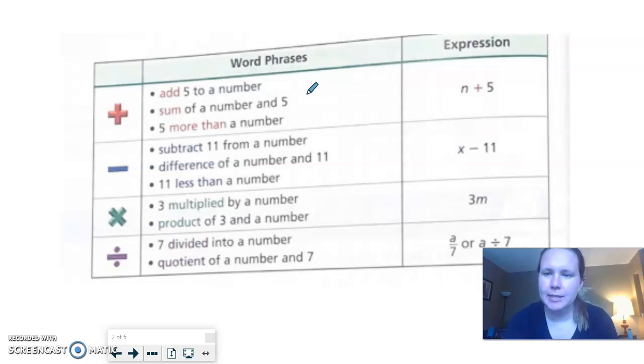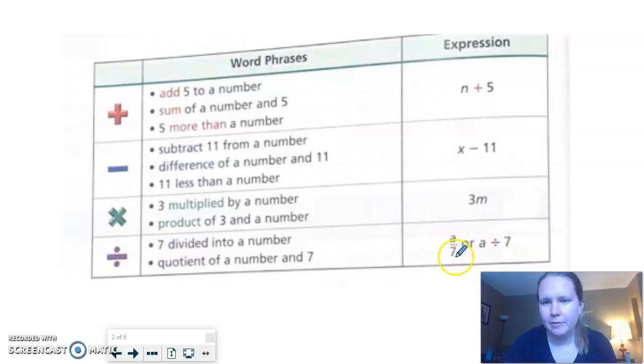Things for multiplication. In this case, they've got 3m. They have 3 multiplied by a number, or you can also say product. So multiply or product will also mean multiplication. And for division, there are 2 different ways you can express division within math. You can make it look like a fraction, a out of 7, or a divided by 7. So it says 7 divided into a number, or you can say quotient of a number and 7, because quotient also means division. So this is going to be really important. I think I'll actually share this somewhere on our Google Classroom page too, so this can help you when you're going through some of those problems.